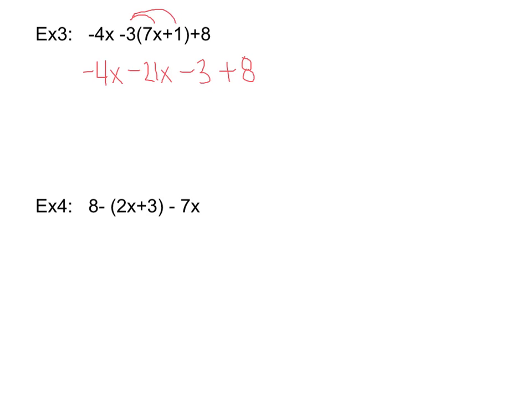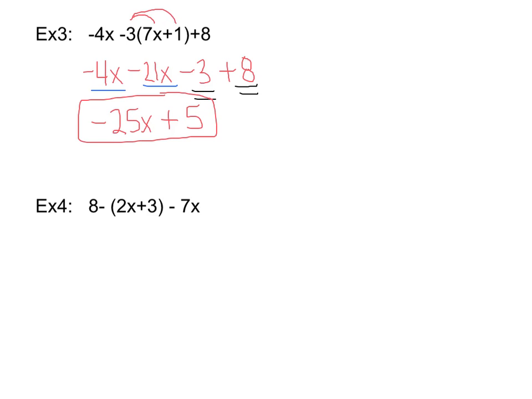Okay, so we have a negative 4x minus 21x. That's going to give us a negative 25x. We also have a negative 3 plus 8, and that's going to give us a plus 5. So now we have it simplified. These are not like terms anymore, so we can't go any further. Let's look at example 4.